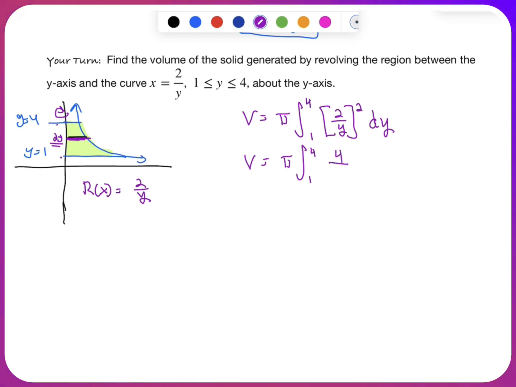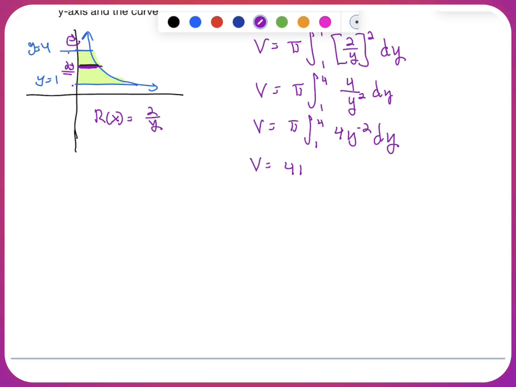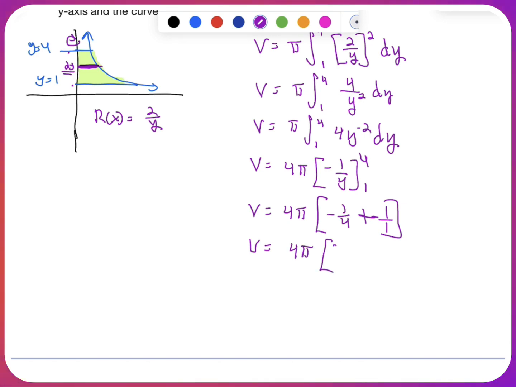All right, so let's distribute that square. And now let's integrate that, so I can rewrite 4 divided by y to the second as 4y to the negative 2 power. And then we just use our power rule. Factor out that 4, and then the integral of y to the negative 2 is just negative 1 over y. Evaluate from 1 to 4. So I get 4 pi times negative 1/4 minus a negative 1 over 1. Minus minus becomes a plus, and so we've got 4 pi times 3/4, which is simply 3 pi.